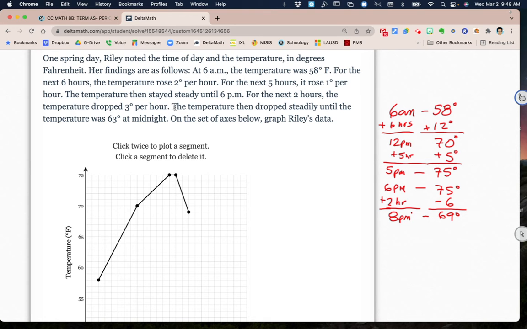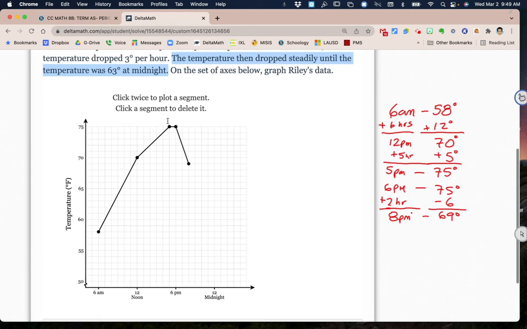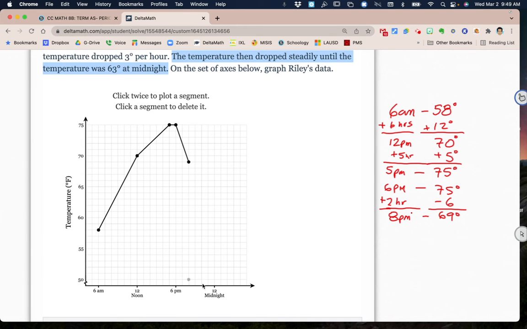We're here. The temperature then dropped steadily until the temperature was 63 degrees at midnight. So the temperature dropped steadily until it was 63 degrees at midnight. So how are we going to do that? What happens at midnight? Which is what temperature?